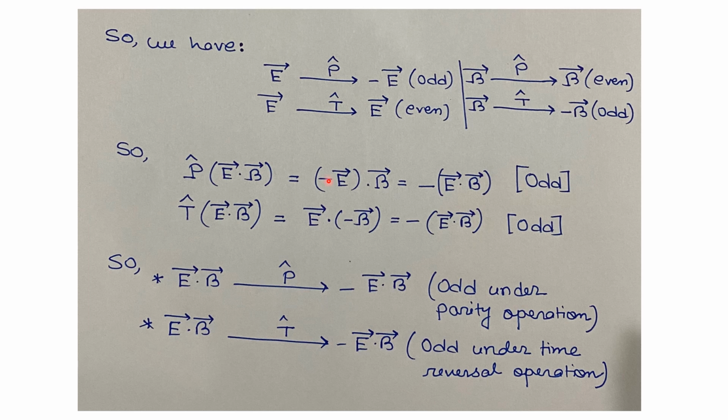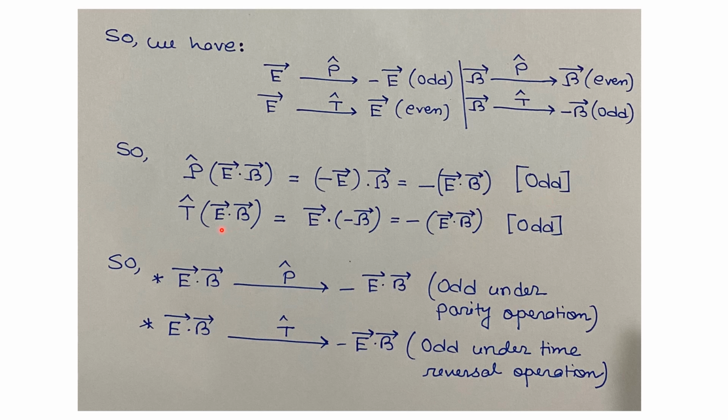Now coming to the main part, that is the dot product of the electric field vector E and the magnetic field vector B. Under parity operation, on this E dot B quantity, it will give minus E dot product with B, because parity operation will give minus E, but B will remain the same. Effectively, under parity operation, the quantity E dot B will become minus E dot B. So this is odd under parity operation.